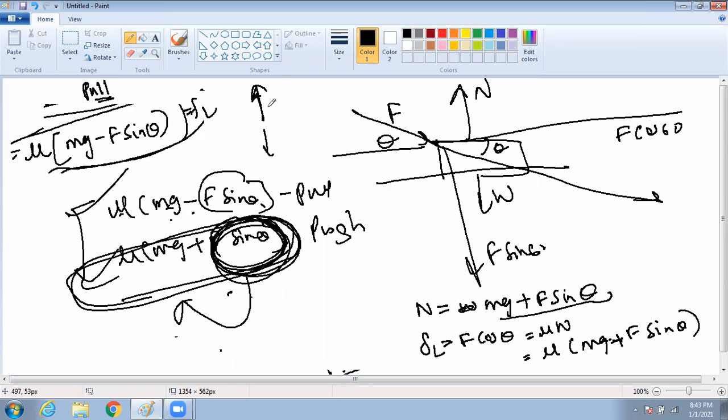Clear? Sir, like for example, if theta is 0 degree, then both will be equal, no, sir? If theta is 0, yes, of course. If theta is 0, then it is nothing, no? But theta is never 0.